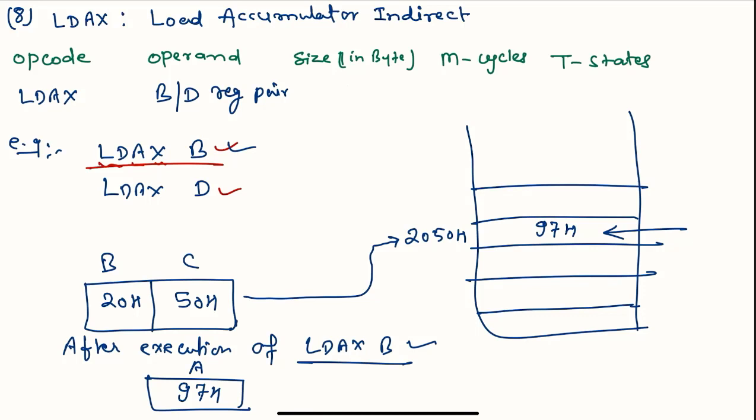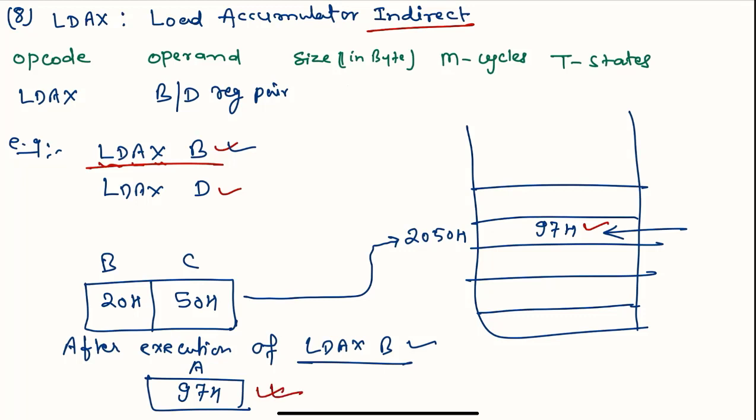So why is it called indirect? Because the address of the data which we need to copy from the memory to the accumulator is not mentioned directly in this instruction. It is taken from the content of the register pair, either the BC register pair or the DE register pair. The content of the register pair points to the memory, and whatever content is at that memory location, in this example 97H, will be copied into the accumulator.